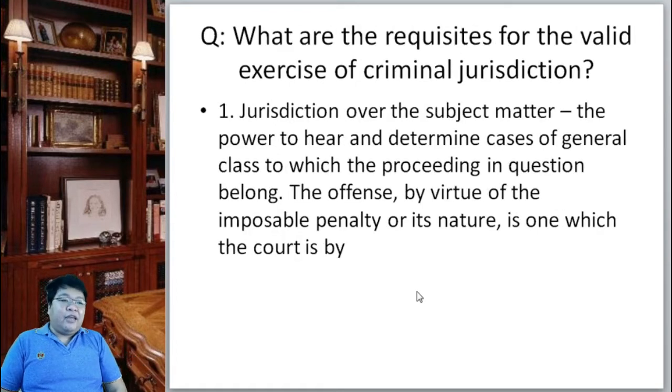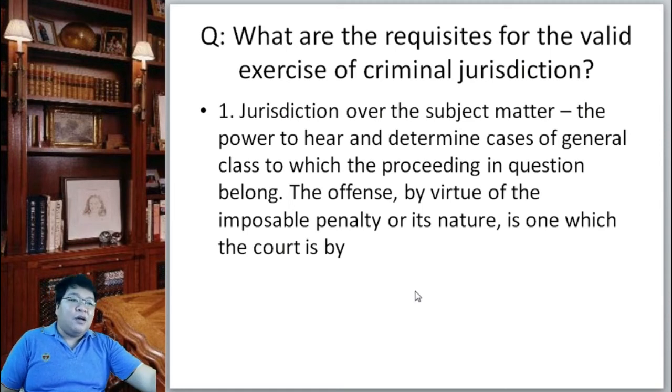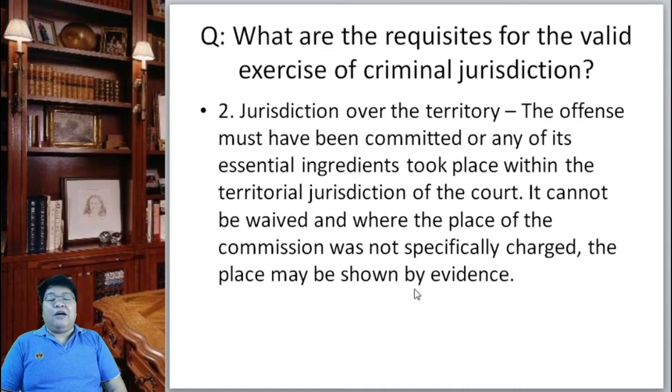Now, what are the requisites of a valid exercise of criminal jurisdiction? Jurisdiction over the subject matter is the power to hear and determine the cases of the general class to which the proceeding in question belongs. The offense, by virtue of the imposable penalty or its nature, is one which the court is by law allowed to proceed over.